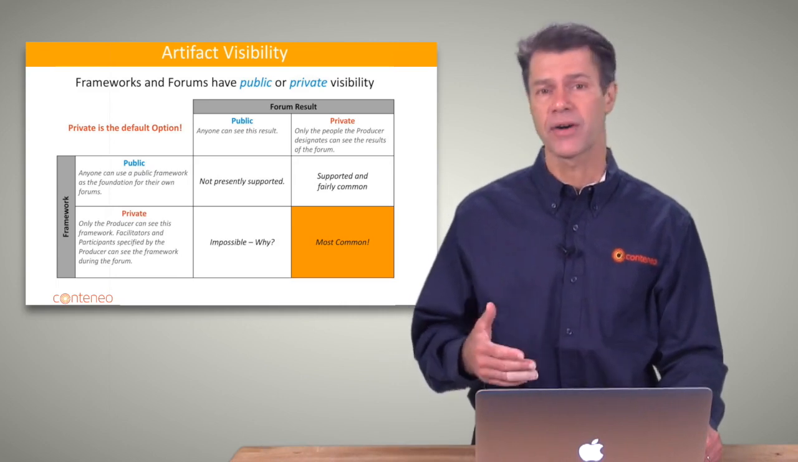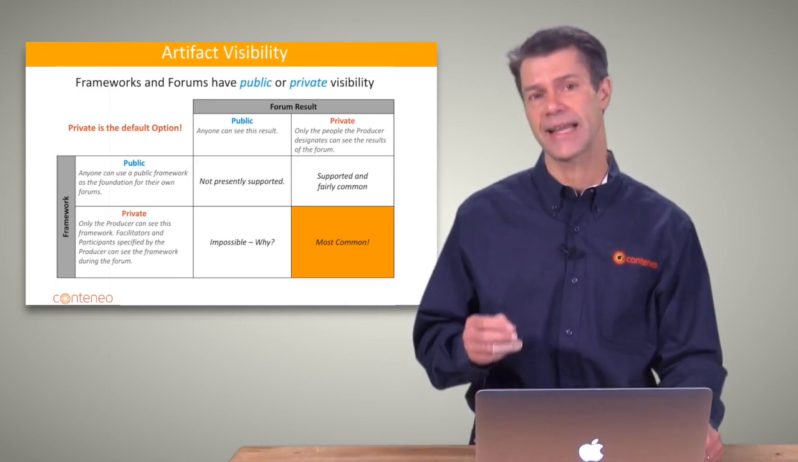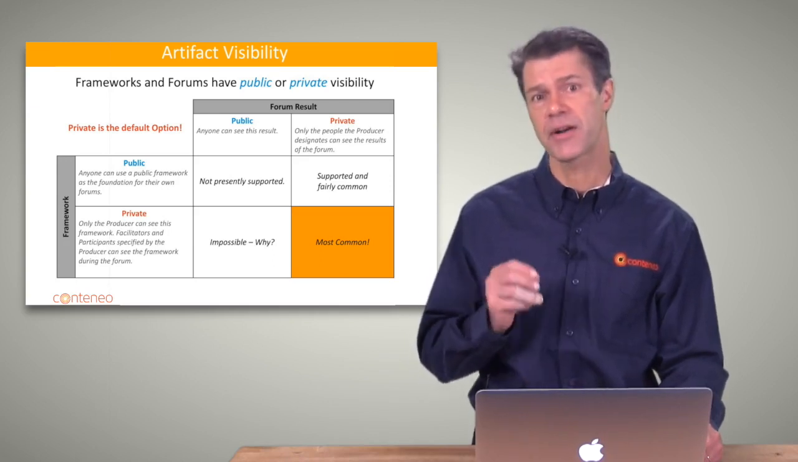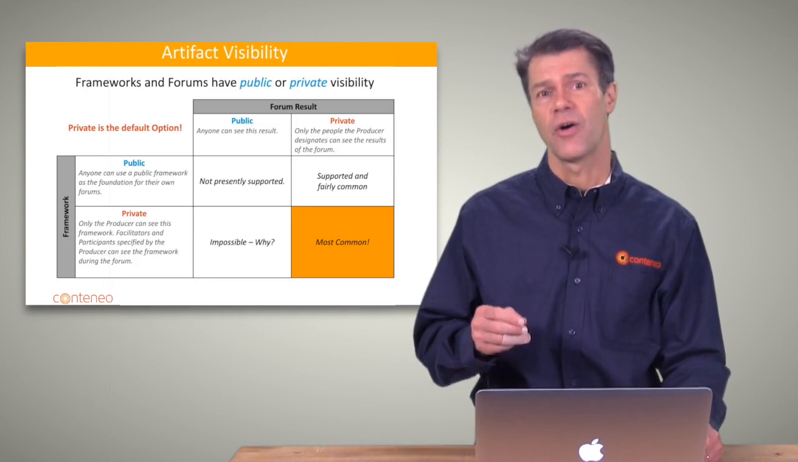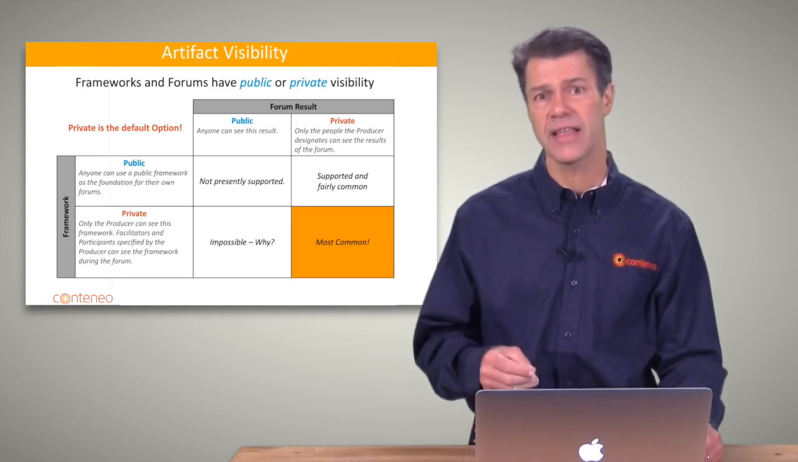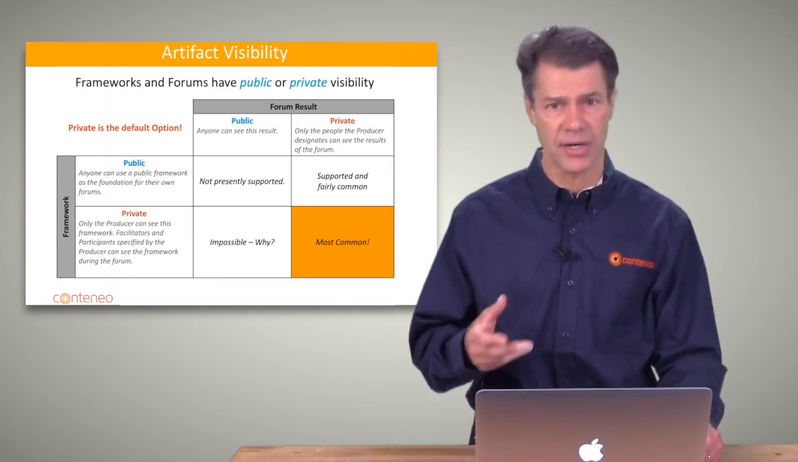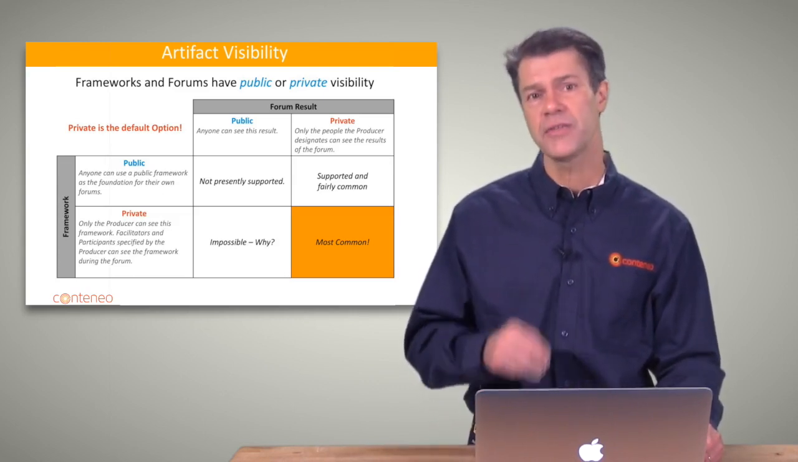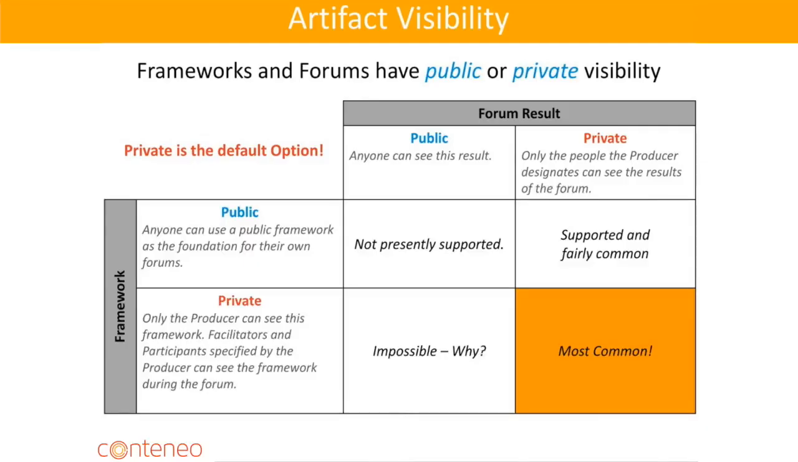However, there are a lot of times where you will want to create a private framework, tuning a public framework or creating a new framework to better meet your needs. In this case, only the producer, you, can see that framework. Facilitators and participants and other people that you designate can see that framework, but by default, only you can see that framework. Now, you'll notice that having a public result of a private framework is impossible. And that's because if you have a result, you have to be able to see the framework that produced it. So we don't support that within Weave.